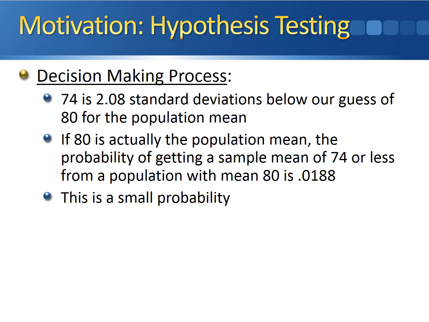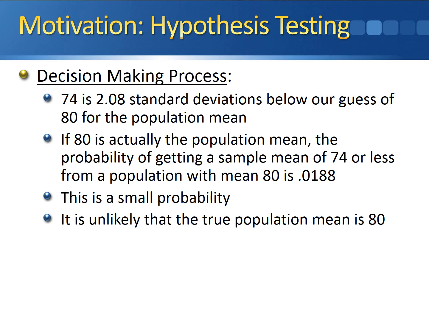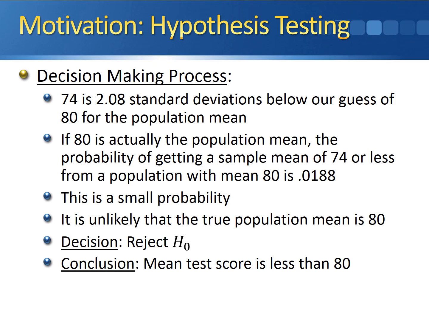This is a relatively small probability, and so what this tells us is that it's unlikely that the true population mean is actually equal to 80. Since we have a small p-value, a small probability, our decision is going to be reject the null hypothesis. And so the conclusion that we're able to come to is that the mean test score is actually less than 80.